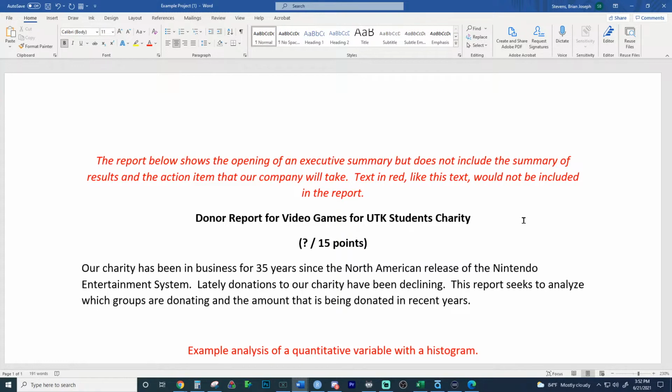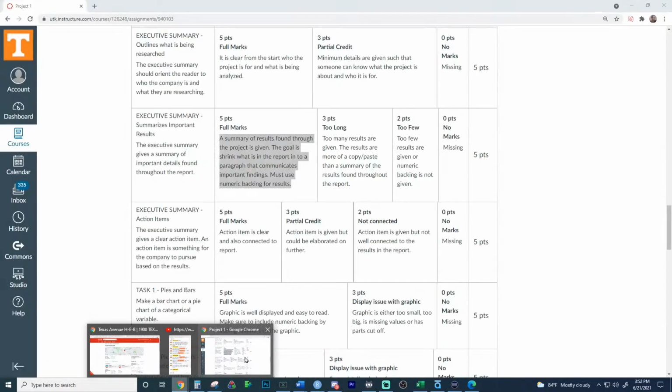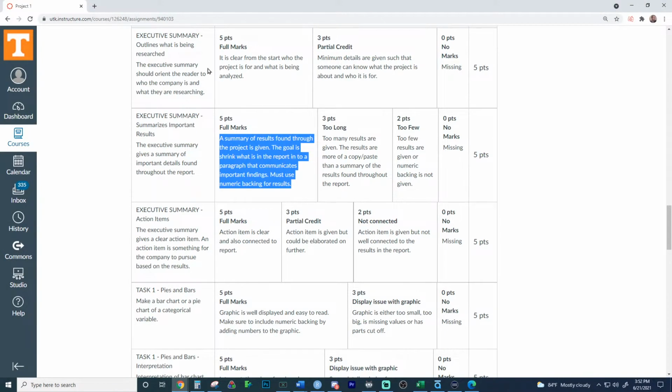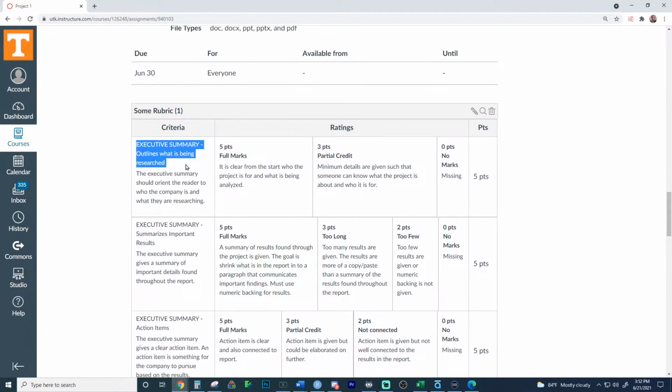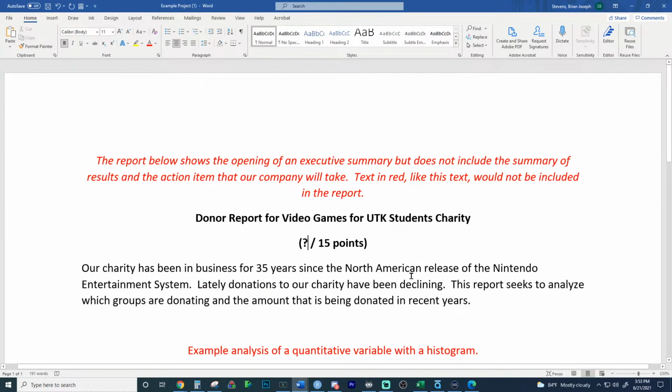So, what would I get point-wise here? What did I do? You have to ask. Did I outline what is being researched? I did. I get all 5 points right here. It is clear from the start who the report is for and what is being analyzed. That is a wow. You got that. But guess what? That's all you did.